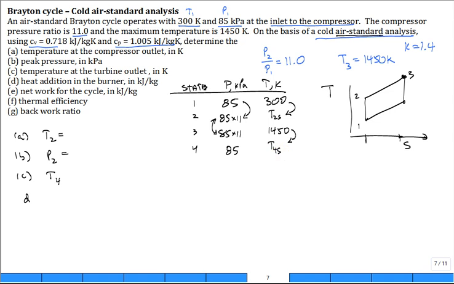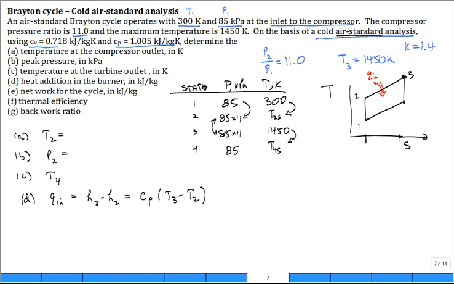How about D? The heat addition in the burner. So this is where we have our heat addition from state 2 to 3 in the burner. That heat exchanger, sometimes you call it a burner. So what is that Q in? It's going to be H3 minus H2, and because of constant specific heats, we put C sub P, T3 minus T2. True? So that's how you would calculate it.